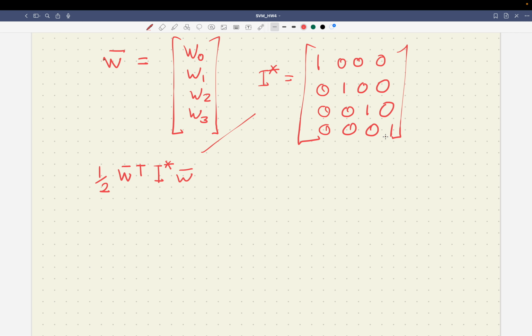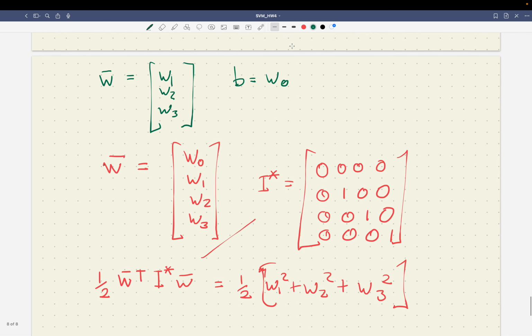But I am deleting the 0,0 entry and replacing it with 0. So when you do that, what you get is 1/2 times W1 squared plus W2 squared plus W3 squared. So in other words, this is in green.